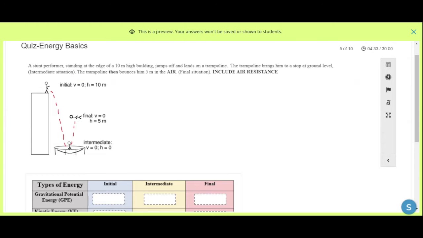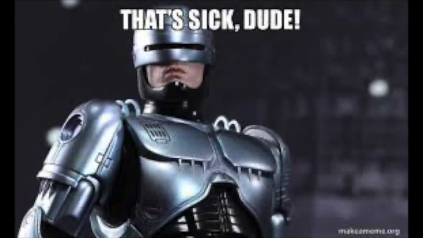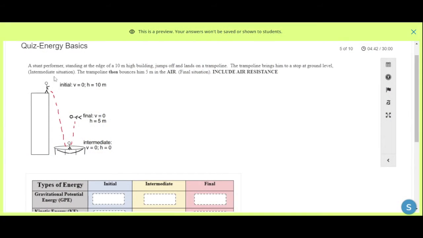A stunt performer standing at the edge of a 10-meter high building jumps off and lands on a trampoline. Cool. The trampoline brings him to a stop at ground level. The intermediate situation, the trampoline then bounces him 5 meters in the air. The final situation, make sure that we are including air resistance. So why is this important? Well, air resistance is going to tell us that there is thermal energy.